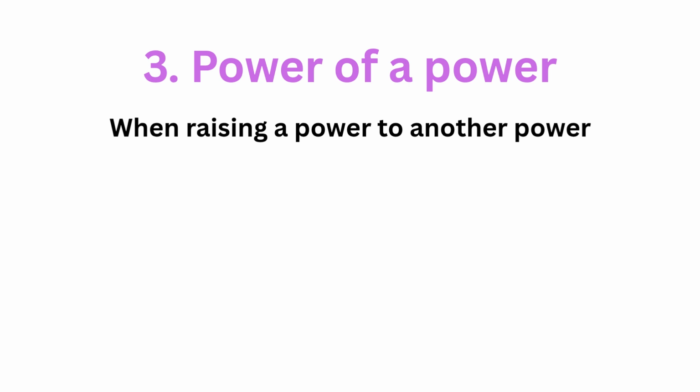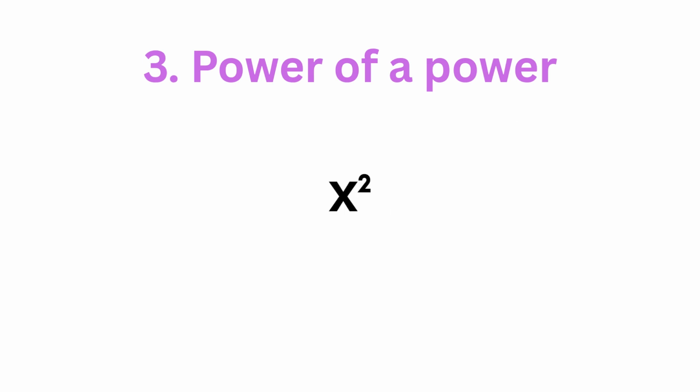Going into number 3, power of a power. We get a power of a power when raising a power to another power, or an exponent to another exponent. Let us look into an example where a to the power m is raised to the power n. This basically means that we write the base a and multiply the exponents. That will be m times n.